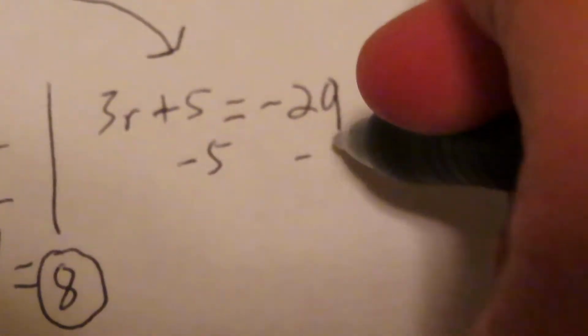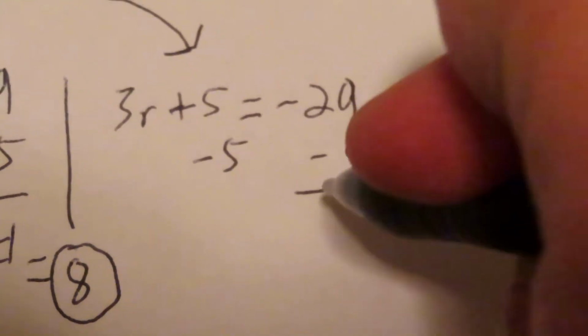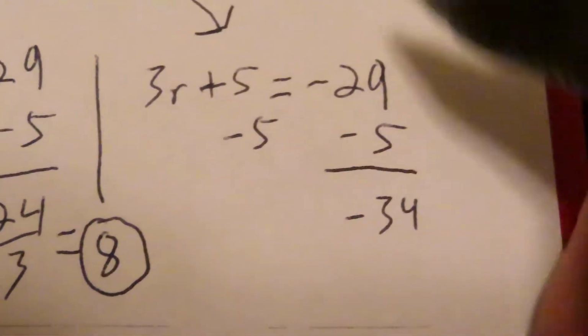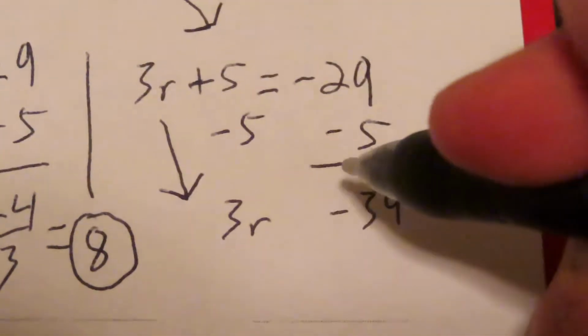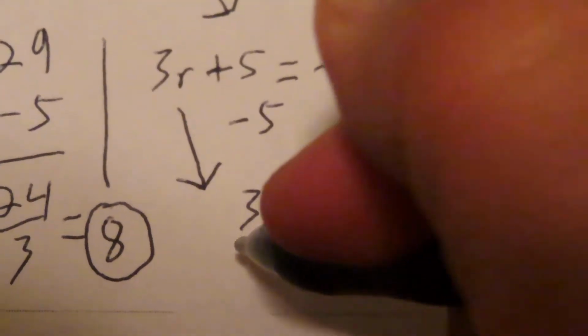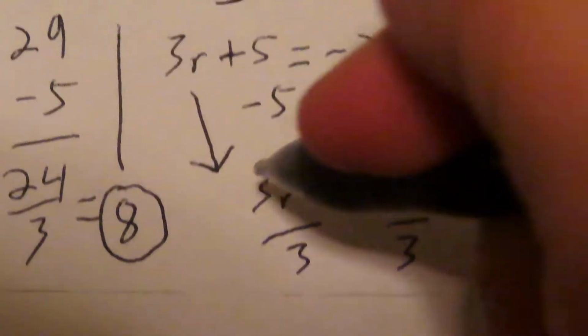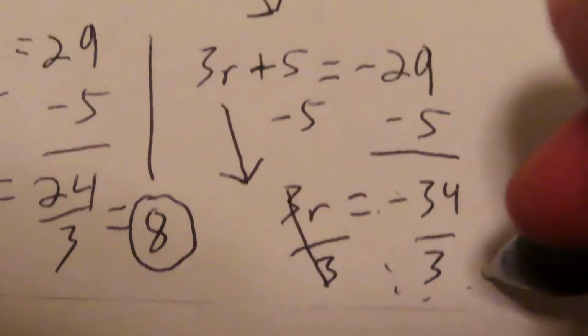Then this time we're going to go the other way. So we're going to minus 5 again. But now this time it's negative, and a negative is more negative. So that's 29, 30, 31, 32, 33, 34. So we got negative 34. Then we bring down the 3r. So 3r is equal to negative 34. And then of course we're going to divide by 3, divide by 3. So when we divide by 3, we get negative 34 thirds. So that could work. I think it's going to work.